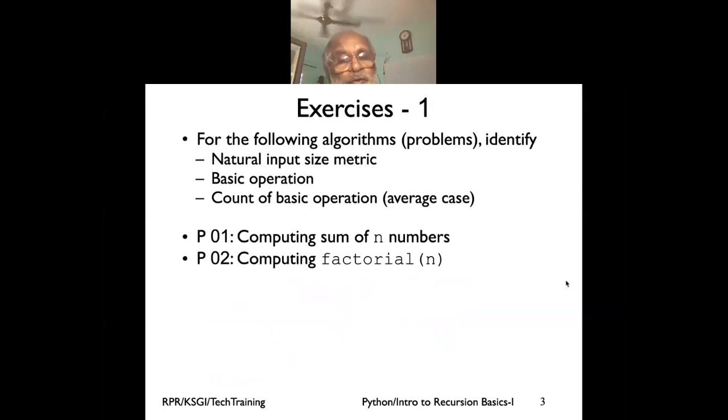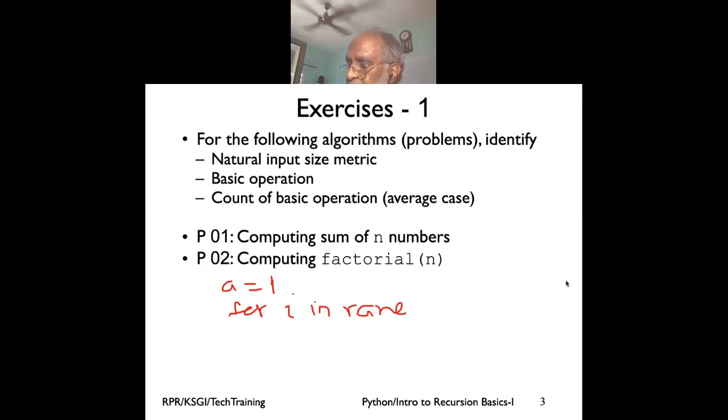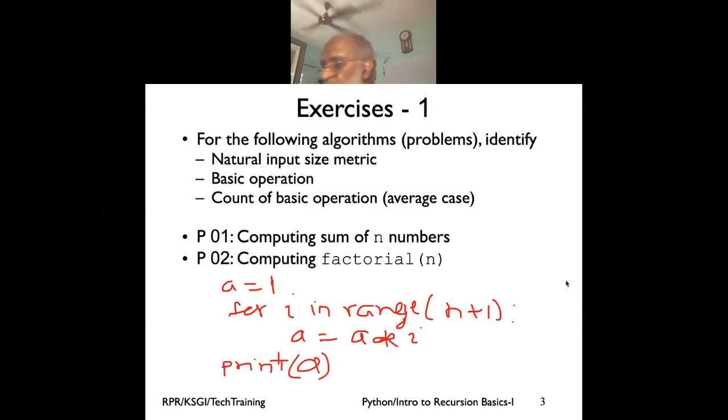Let's say I want to compute factorial n. Same way, you iterate through a loop. You can say answer is equal to 1, and then I would say for i in range n plus 1, a is equal to a star i, and then I would say print a, and that will give me the factorial. I'm taking a simple case and using this to build the case for recursion.